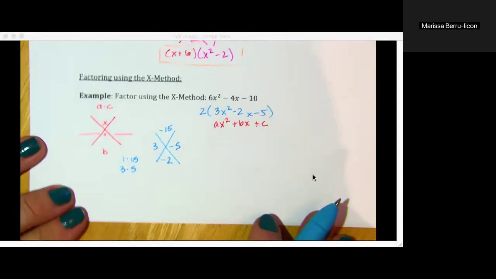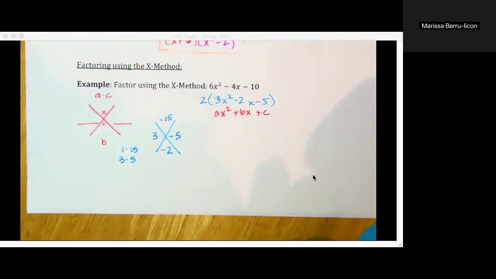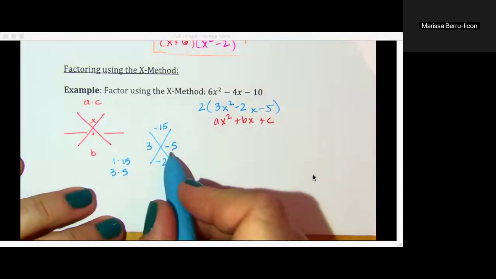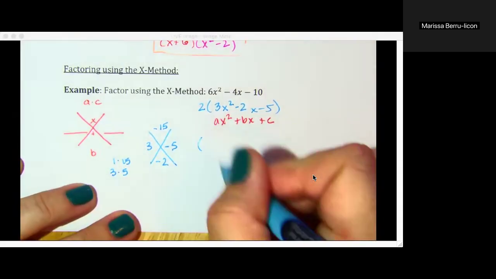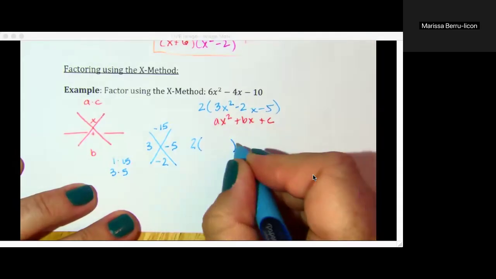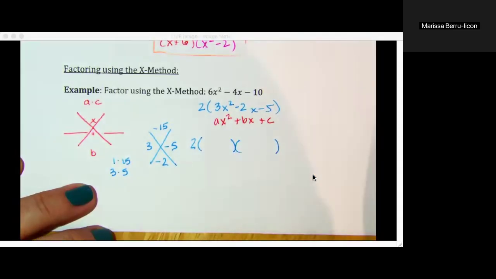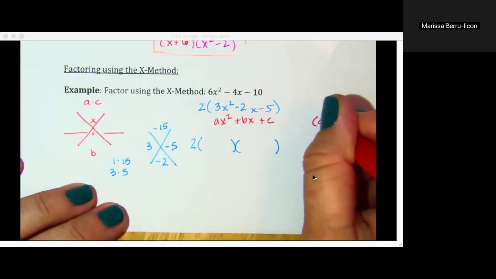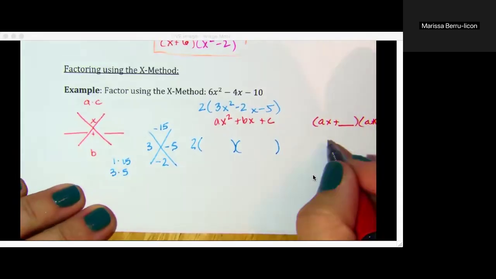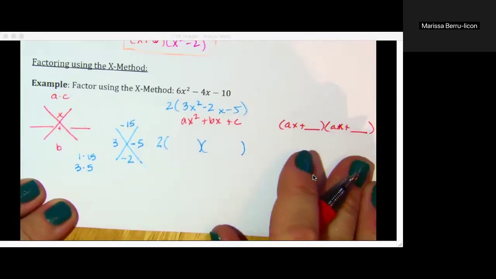Now, up to this point, this probably looks like methods you've seen before, but here is where my method will maybe differ a little bit from how you've seen it before. At this point, I take these two values, carrying my greatest common factor here, and I'm going to put, I'll do it in general over here, ax plus one number and ax plus the other number, and I call this step taking out the trash.